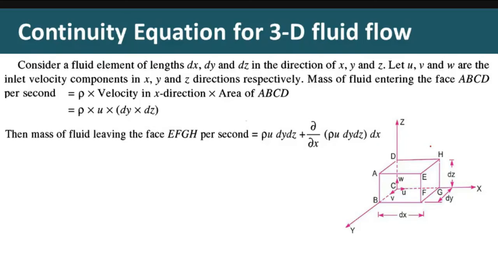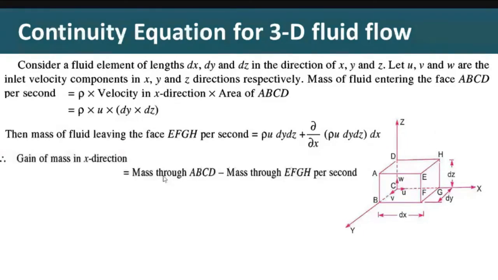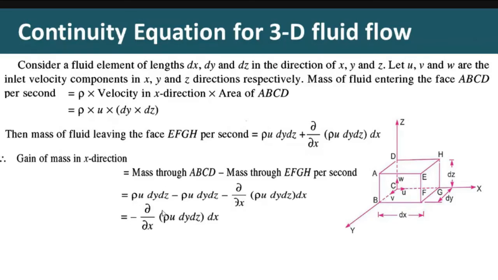Therefore, rate of change of mass flow rate, or gain of mass, equals mass flow rate in minus mass flow rate out. So that equals ρu dy dz minus of (ρu dy dz plus ∂/∂x of (ρu dy dz) into dx). Negative sign, we will open here, so it will be negative: minus ρu dy dz minus ∂/∂x of (ρu dy dz). Minus ρu dy dz and plus ρu dy dz will cancel, so we will have minus of ∂/∂x of (ρu dy dz), whole into dx.